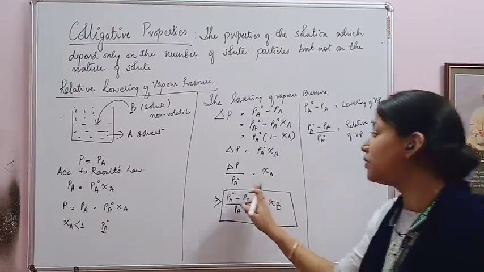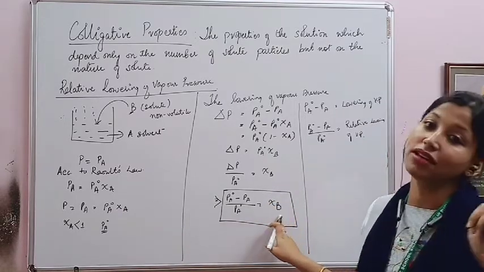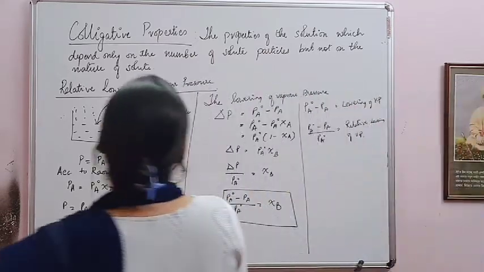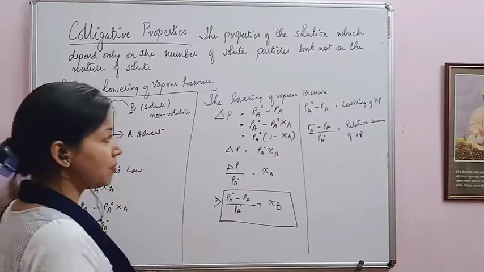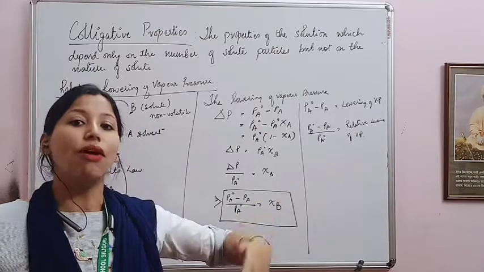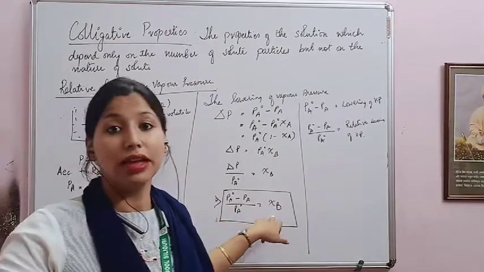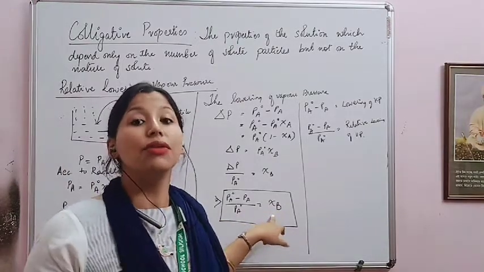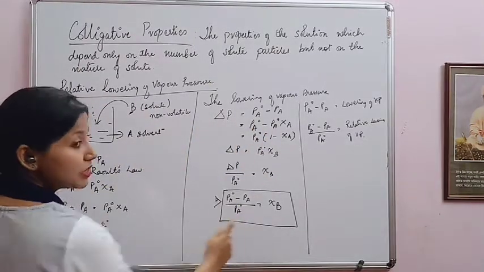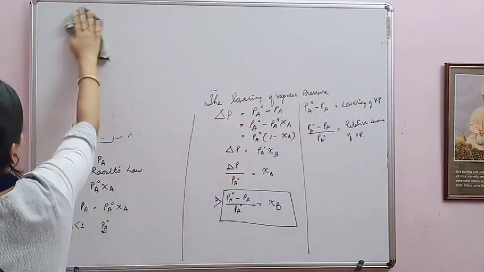So what do we find? That the relative lowering of vapor pressure is dependent only on the mole fraction of the solute. It is dependent only on the mole fraction of the solute. Clear? So this was about lowering of vapor pressure. Now the more amount of solute you add, the more the vapor pressure will go on decreasing. Now with this relation, we will try to derive a relationship to find out the molar mass of the solute. Let's see how. This derivation, this relation is very, very important. There will be numericals from this section.